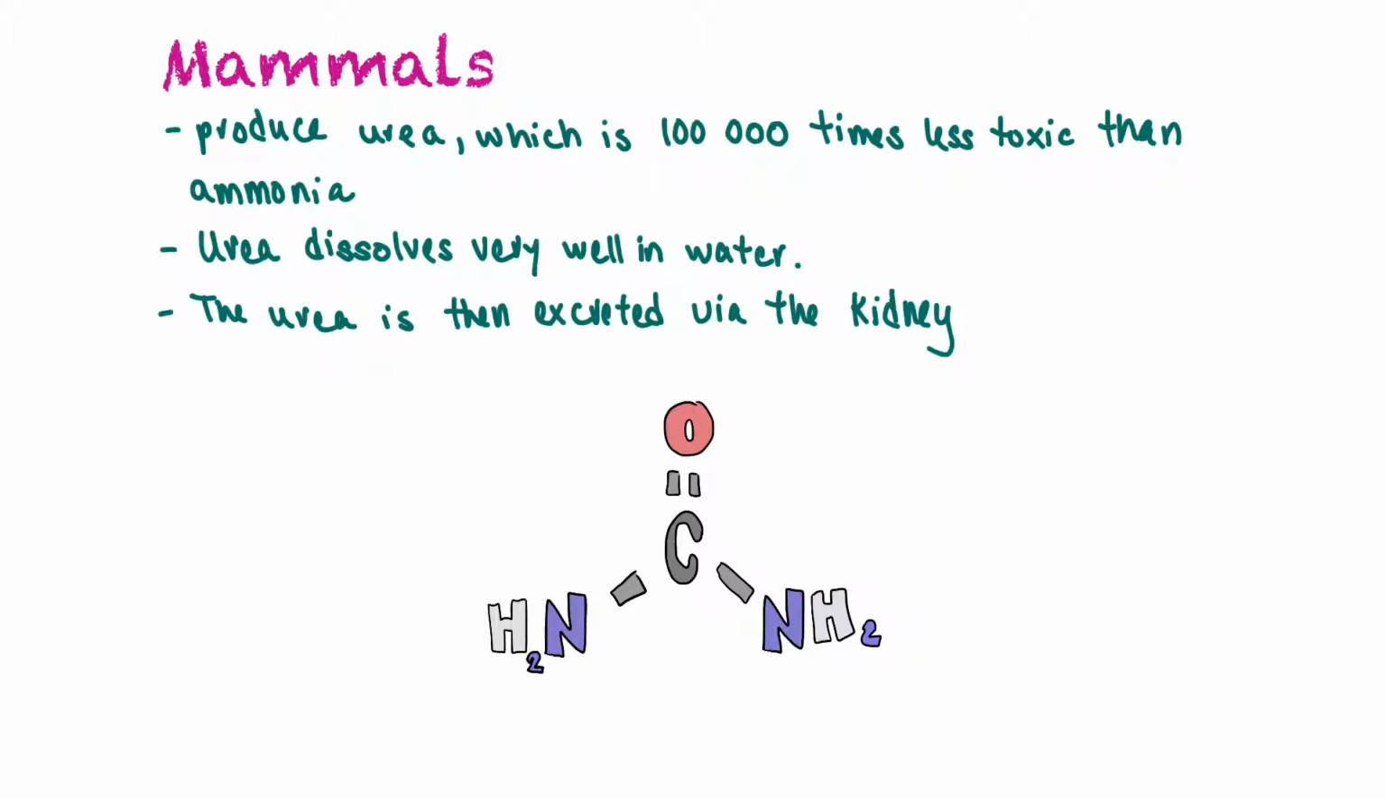Mammals produce urea, which is 100,000 times less toxic than ammonia. Urea dissolves very well in water, so it's very water soluble. So the urea is then excreted through the kidney, and that's why we urinate.